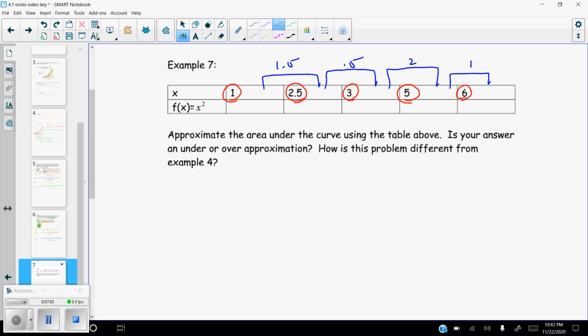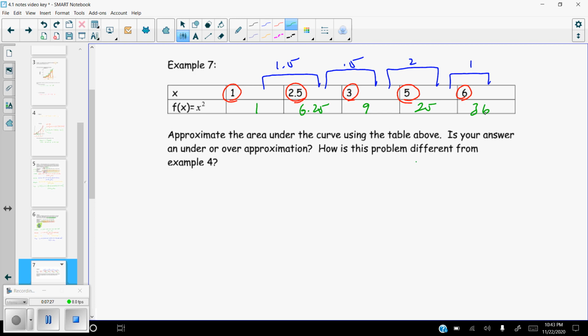So when x is 1, y is 1. Okay, let's use a different color for that. When x is 2.5, we've done that one before, believe it or not. That was going to be 6.25. When x is 3, it's 9. When x is 5, it's 25. And when x is 6, it's 36. Okay, not too difficult of values to work out.